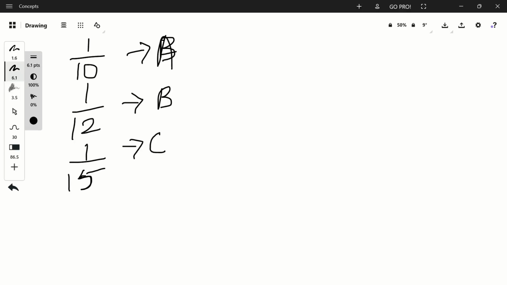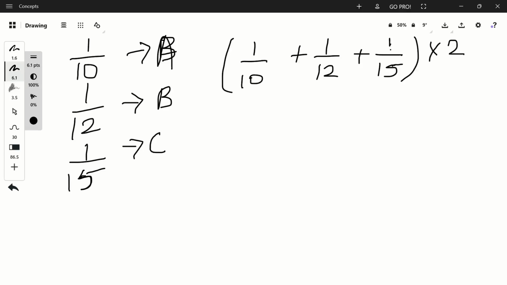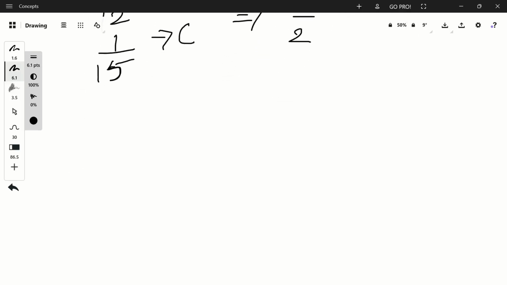Calculate the work done in the first 2 days. It will be the combined work rate into 2, which is 1 upon 10 plus 1 upon 12 plus 1 upon 15, into 2, which is equal to 1 upon 2. Calculating the remaining work, it will be 1 minus 1 upon 2, which is equal to 1 upon 2.